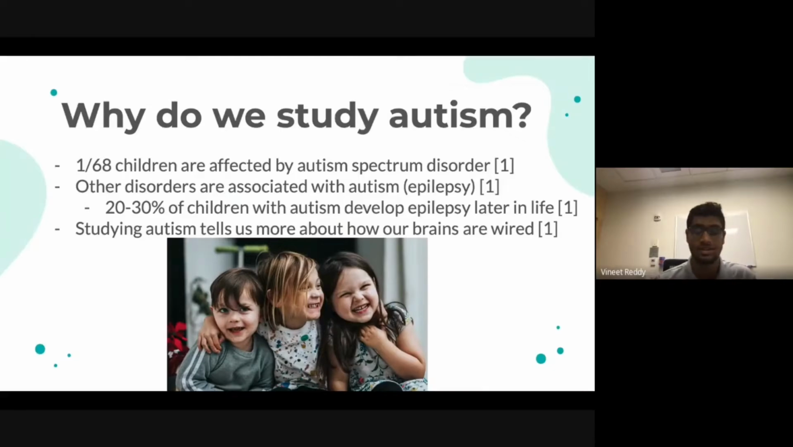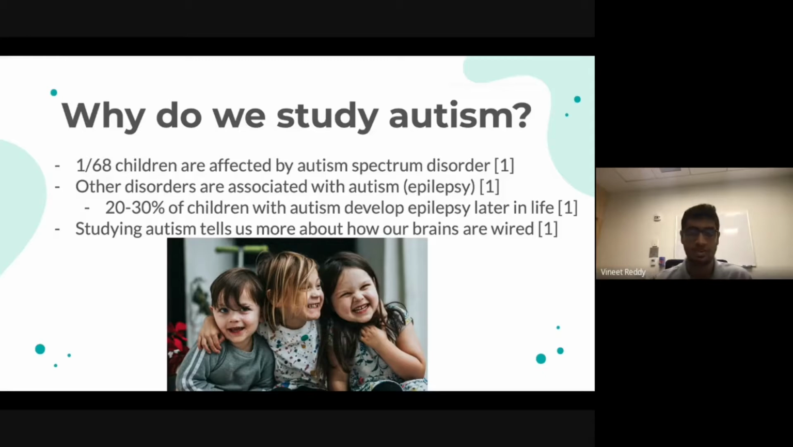So, why do we study autism? Autism is a very interesting disease that affects millions of children across the world. Around 1 in 70 children across the world are affected by autism spectrum disorder. And interestingly, autism spectrum disorder is often associated with other disorders such as epilepsy, which are related to different functioning of neural circuits, or essentially neurons communicating within loops.